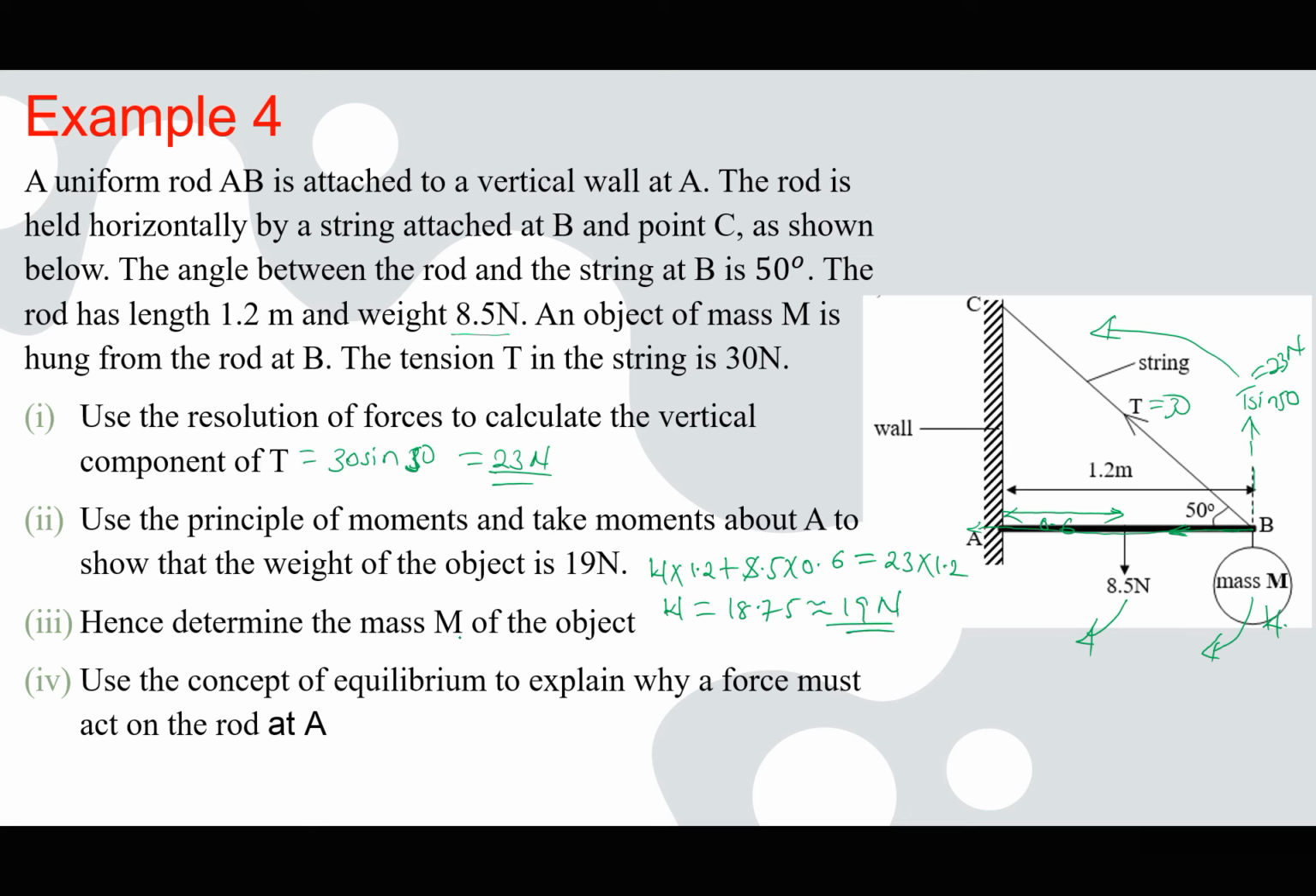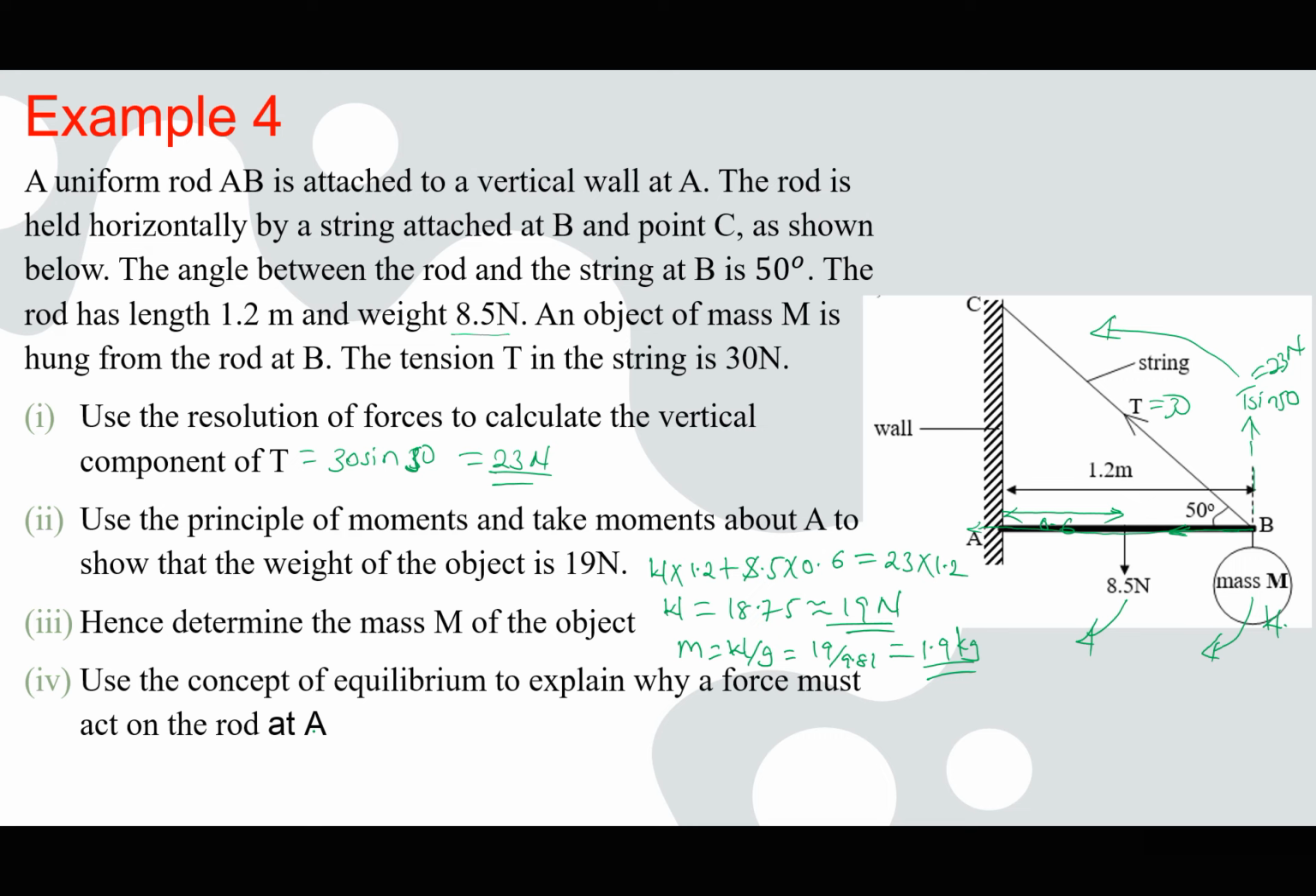Hence, determine the mass M. Of course, if I have the weight, then the mass is equal to the weight divided by g. So that is going to be 19 divided by 9.81. This is 1.9 kilograms. So M is 1.9 kilograms.